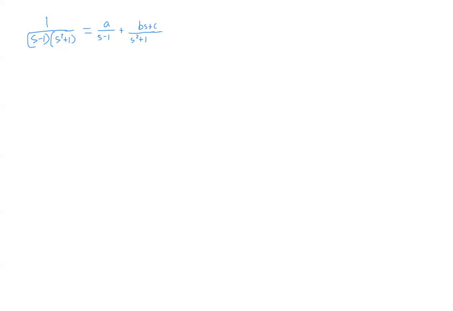Okay, so that's what you do when you have a power of a polynomial without roots, of a second degree polynomial without roots, every single time. So now you can clear denominators and you will have 1 is equal to, so you multiply both sides by s minus 1 times s squared plus 1. So you have a times s squared plus 1 plus bs plus c times s minus 1. And now do you see how we can apply the trick? You can apply the trick only once here by setting s equal 1. If you set s equal 1, then what you get is 1 is equal to a times 2, which tells you that a is equal to 1/2.